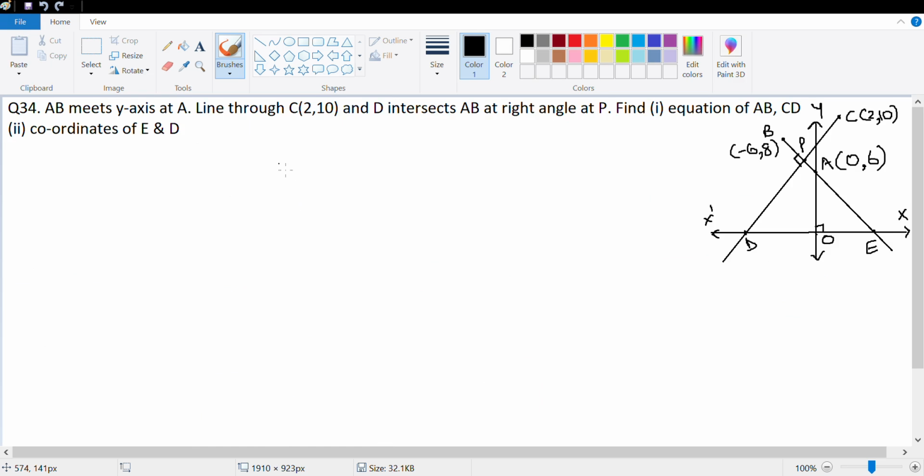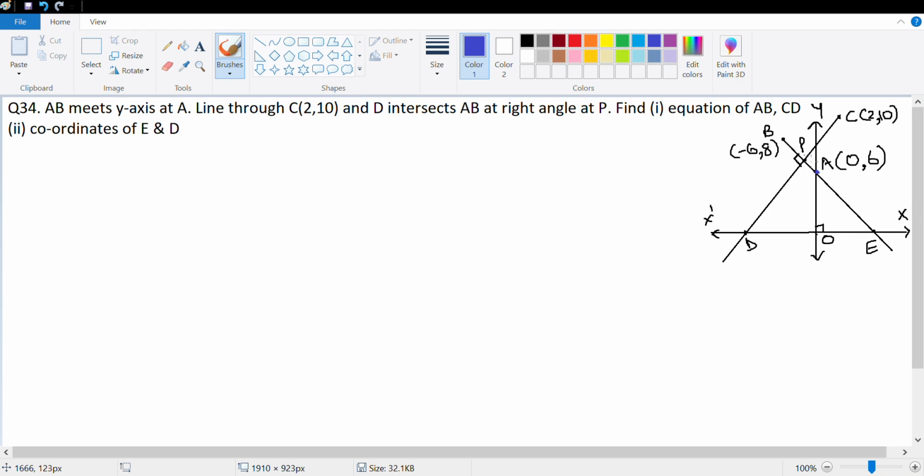Question number 34. Question number 34 says, in a given figure, line AB meets the y-axis at A. So if it's meeting the y-axis at A, the coordinates of this point would be... line through 2, 10, x-axis. Find the equation of AB, CD, and the coordinates of E and D. Also, A is given as (0, 6).